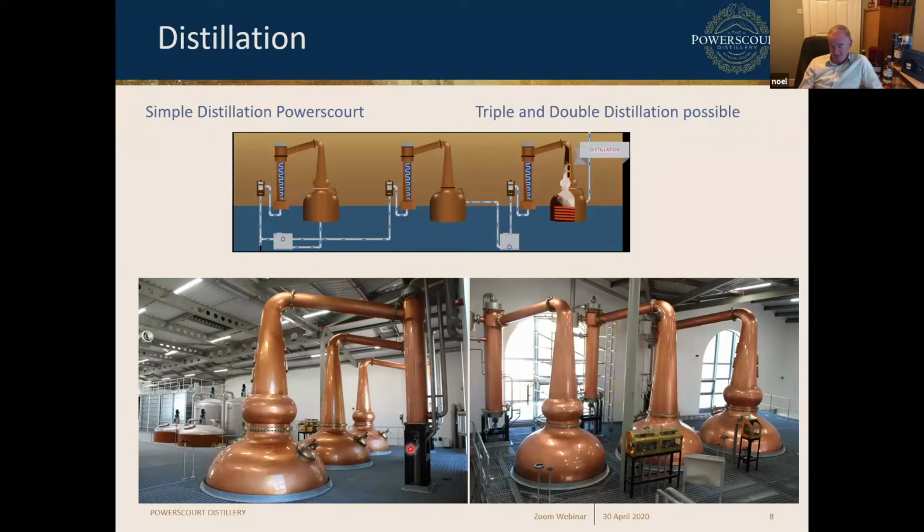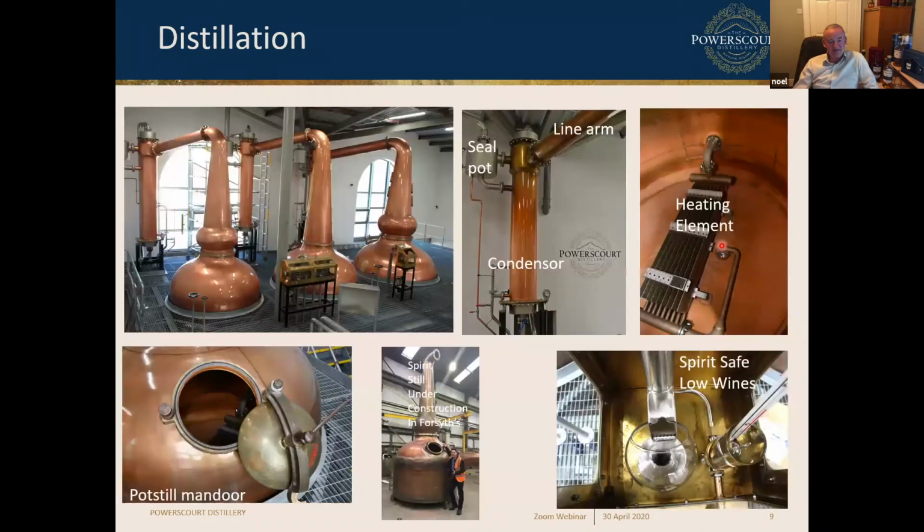And in the picture on the right, you can see the safe. That's the low wine safe there. And on the left, then we have the two safes for the intermediate still and the spirit still. And so we'll run on to the next slide.